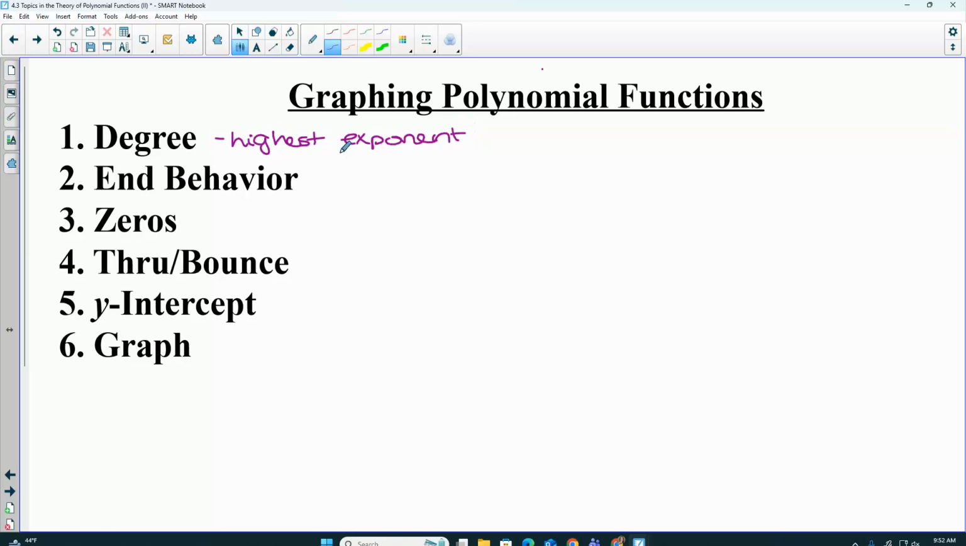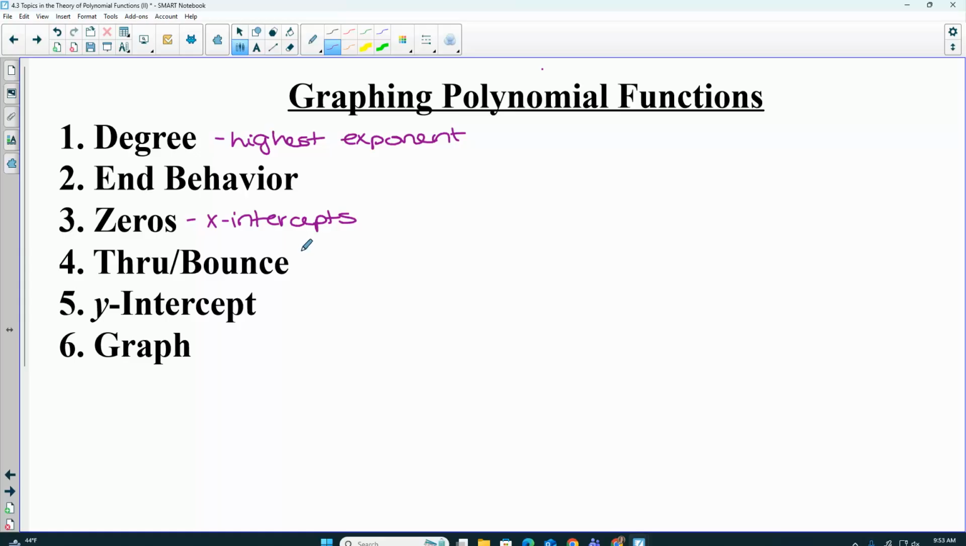And we need that degree so we can decide the end behavior. We know even powers look like parabolas, odd powers look like chairs. Zeros, that's just another word for the x-intercepts. We were finding zeros yesterday and last week, so we should know how to do that. Those are the places we hit the x-axis. Then we will decide if our graph will go through or bounce at each of those zeros.